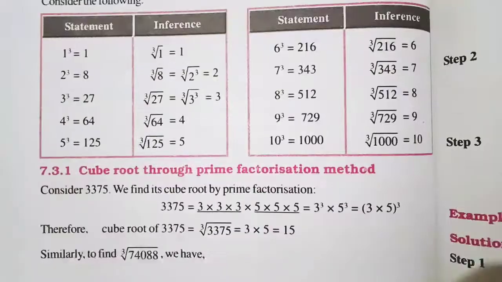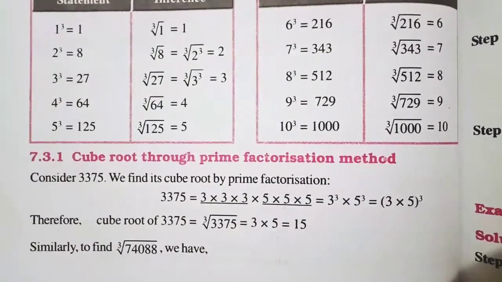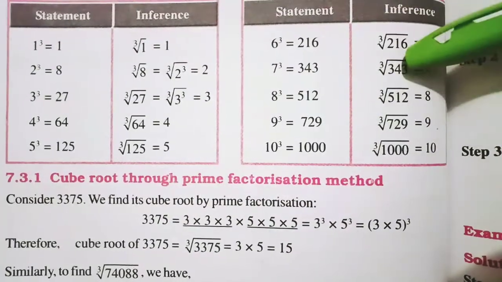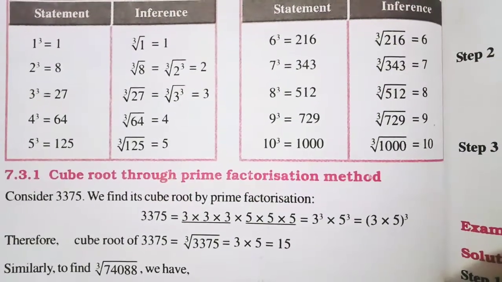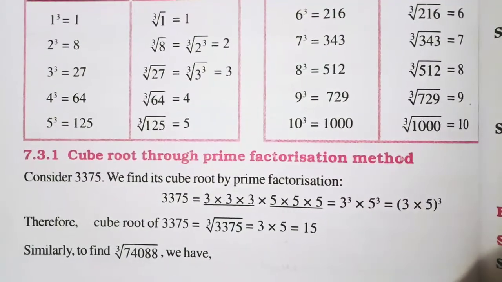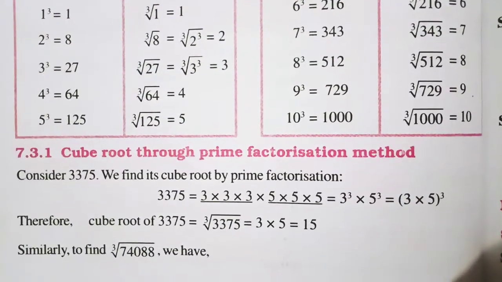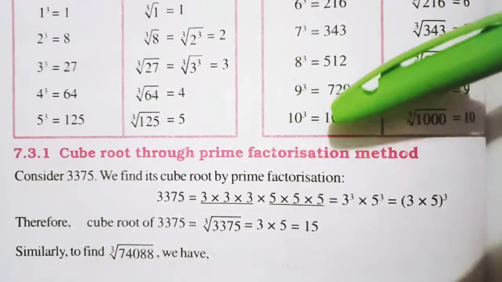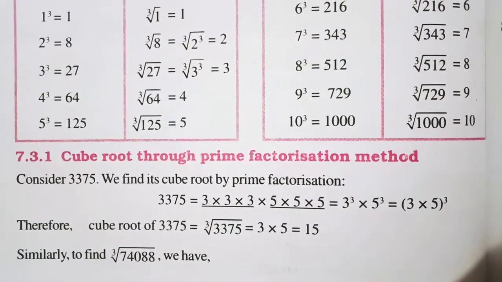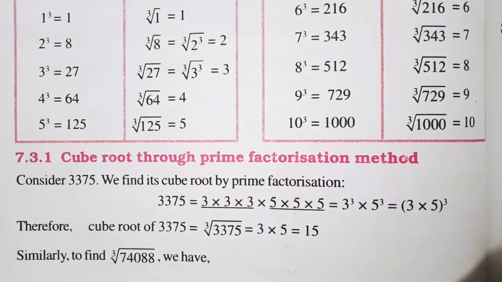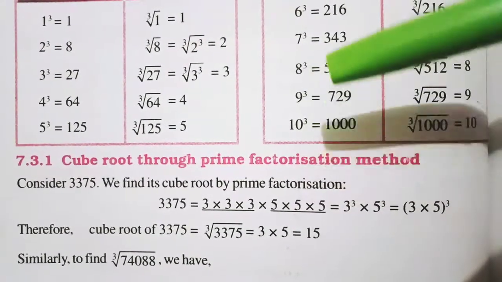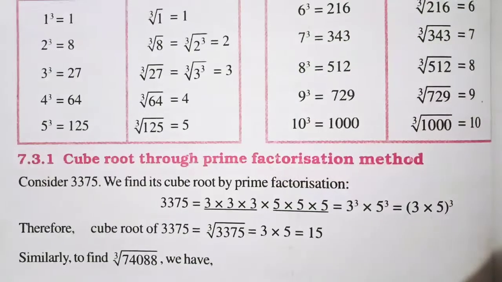Now the next topic is how to find the cube root of a number. You can learn these cube roots, but for big numbers, what is the process to find the cube root of any number? Cube root through the prime factorization method. You have seen in the square root chapter how to find the square root. There was a method called prime factorization. Here also you will use the prime factorization method to find the cube root of any number.